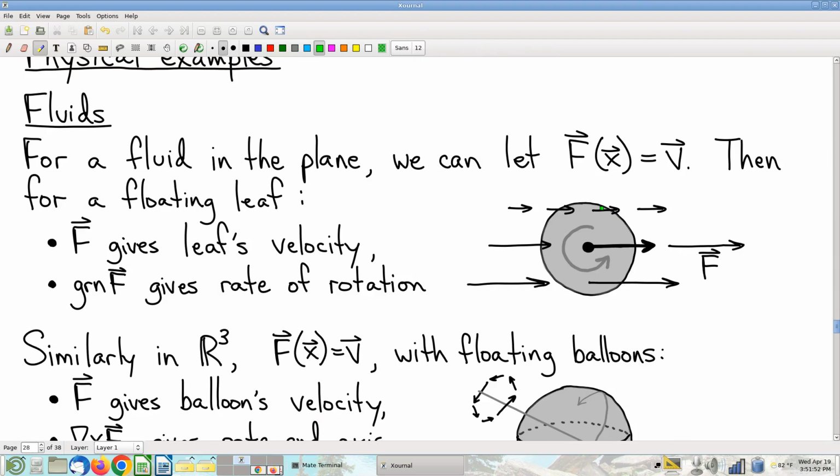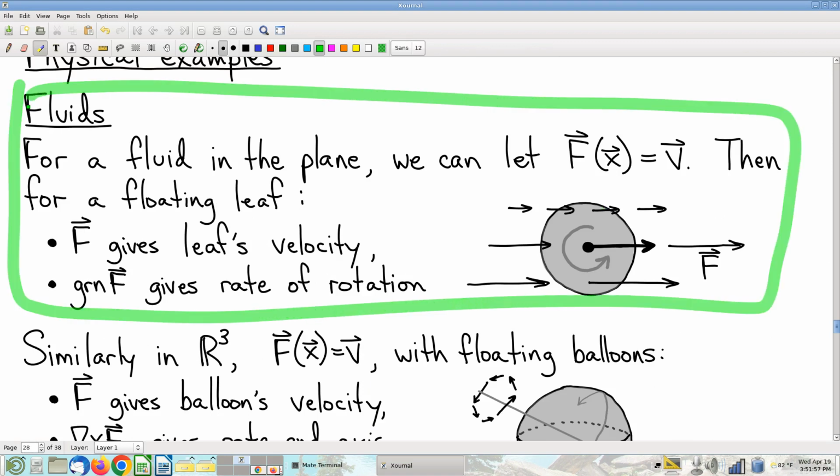Okay, so a couple of physical examples. This first one we've already talked about. We've already talked about two-dimensional fluids, and the idea is I like to think of water, for example. Here's a fluid flowing along, imagine this being the surface of a river, and the water is flowing faster farther away from the bank of the river, and slower near the edge.